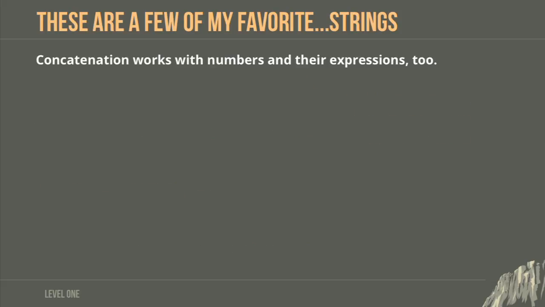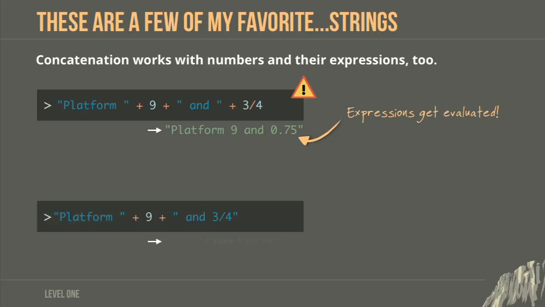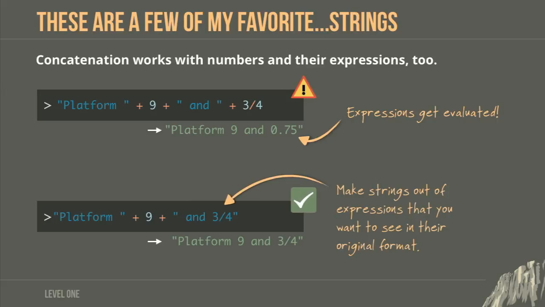We can also concatenate expressions into strings. However, expressions will get evaluated by the console. As you see here with 0.75, 3/4 got evaluated. In order to fix that, we actually need to place the expression inside of a string so that we get the flat text of 3/4 instead of 0.75.